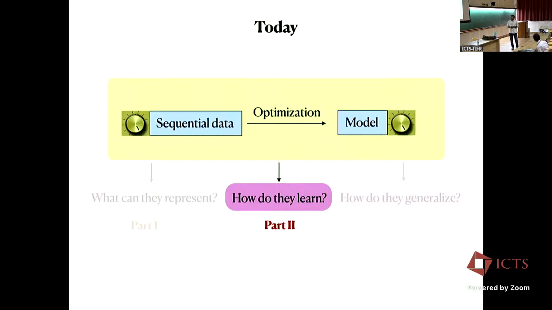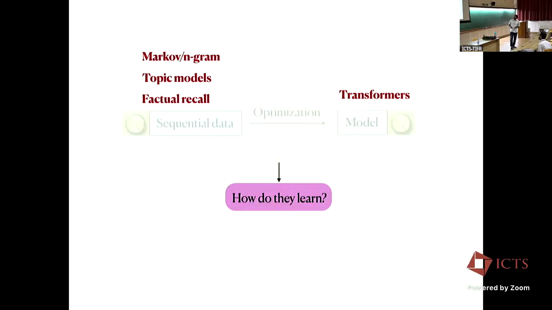So let's start with the second part, where we will focus on learning dynamics. If you recall the setup, since we are considering structured sequential data, these are the data models we will focus on today: one is Markov, there is a topic model, and another model called factual recall. On the model side, we will predominantly look at transformers. For the question of how they learn, we'll look both at the optimization landscape as well as the learning dynamics. That's the outline.